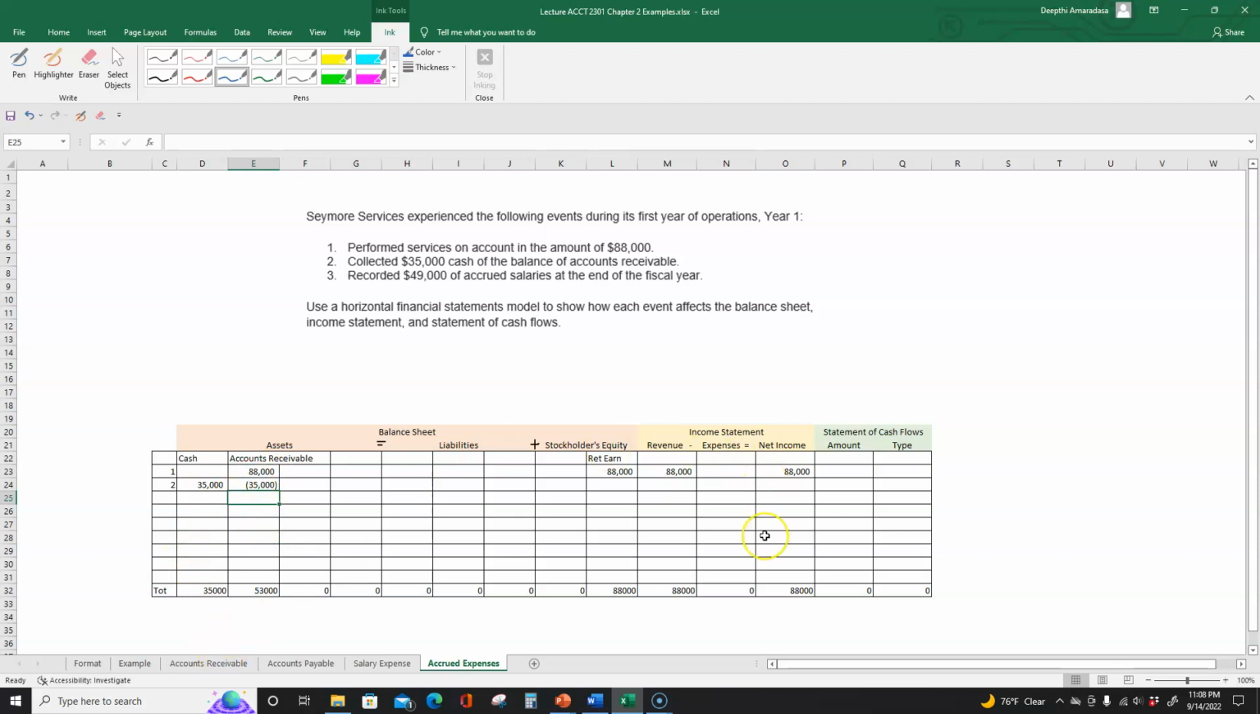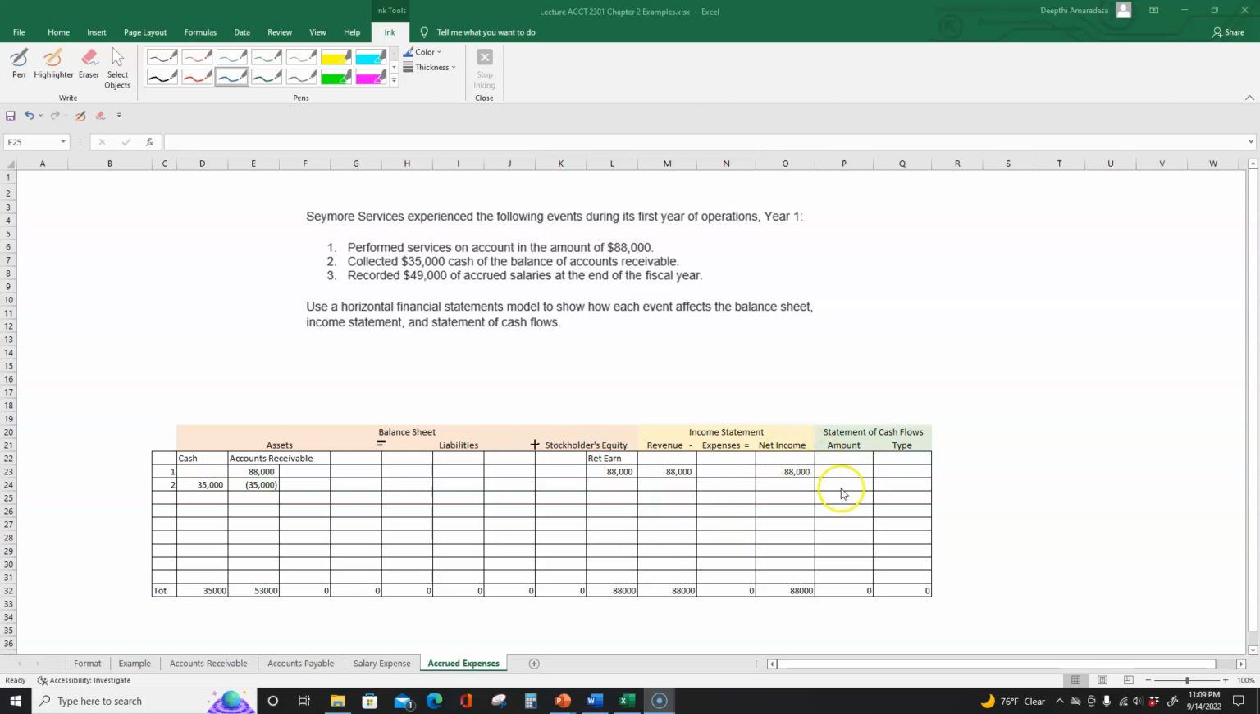Now let's look at the income statement. Did we earn any revenue in this transaction? Again, we didn't earn any new revenue. We're just collecting the revenue we earned in transaction 1. Therefore, the income statement is not affected by this transaction.